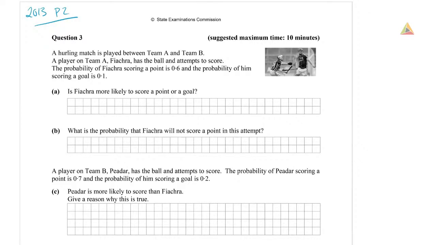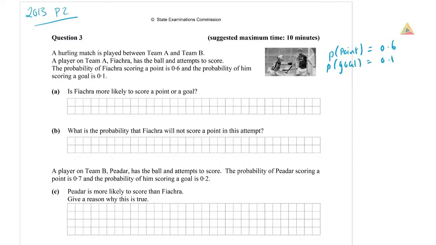A hurling match is played between team A and team B. A player on team A, Fiacra, has the ball and attempts to score. The probability of Fiacra scoring a point is 0.6 and the probability of him scoring a goal is 0.1. So again, I'm just going to write this alongside. So the probability of scoring a point is 0.6 and the probability of scoring a goal is 0.1.